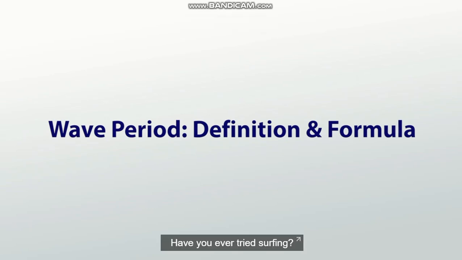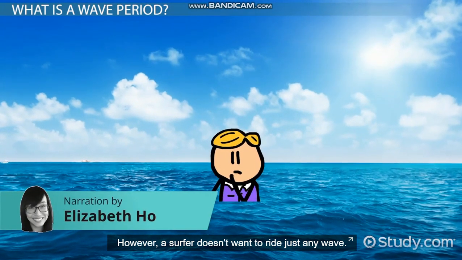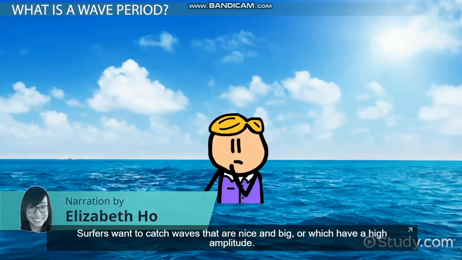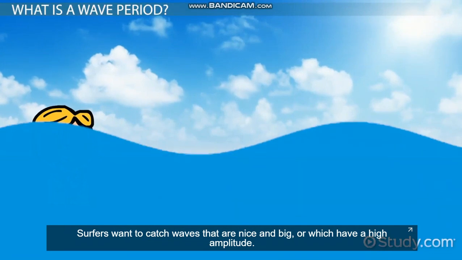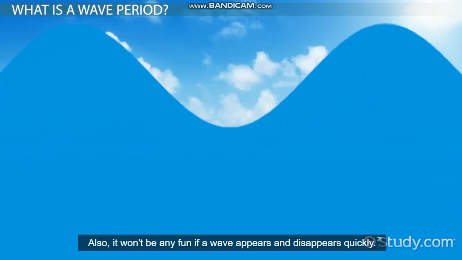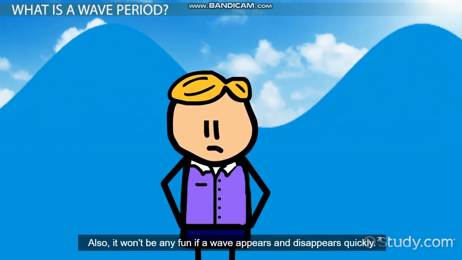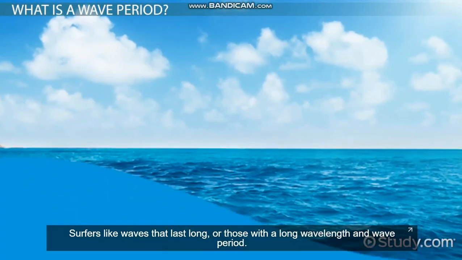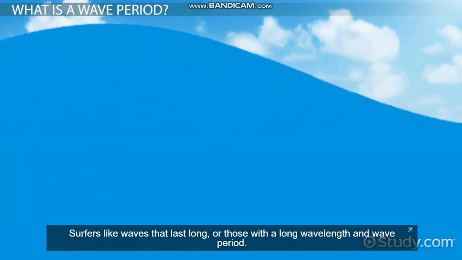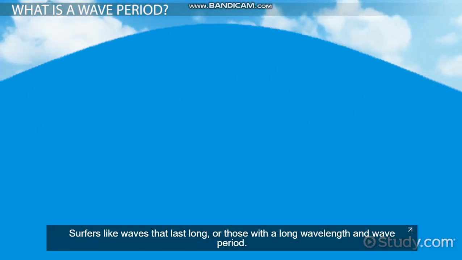Have you ever tried surfing? In order to surf, we need waves. However, a surfer doesn't want to ride just any wave. Surfers want to catch waves that are nice and big, or which have a high amplitude. Also, it wouldn't be any fun if a wave appears and disappears quickly. Surfers like waves that last long, or those with a long wavelength and wave period.